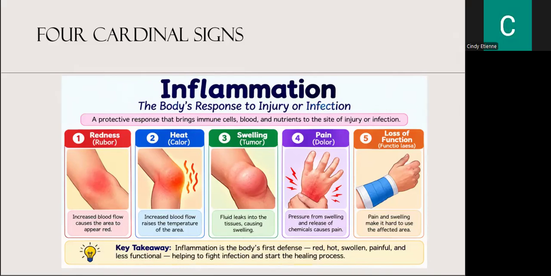Redness and heat occur because the blood vessels dilate, bringing more blood and oxygen, right? Histamine and bradykinin stimulate nearby nerve endings, and the swelling places additional pressure on those nerves. If the inflammation is severe, the pain and the swelling can temporarily cause a loss of function, making it difficult to move or use the affected body part. These signs are evidence that the body is working to heal itself.